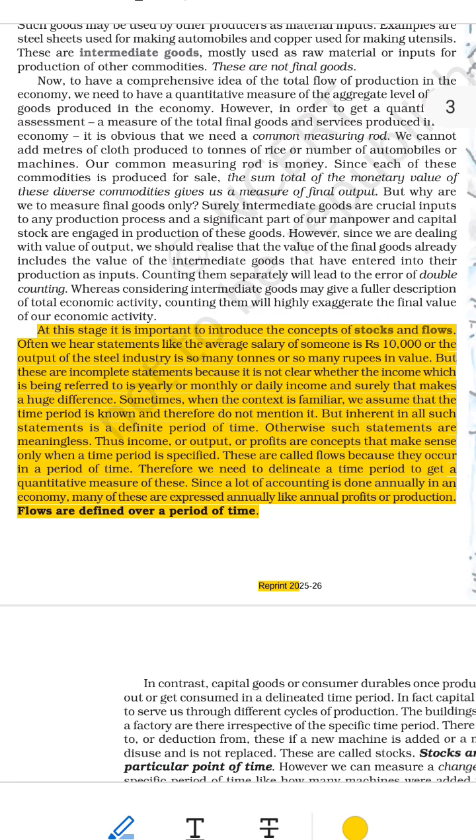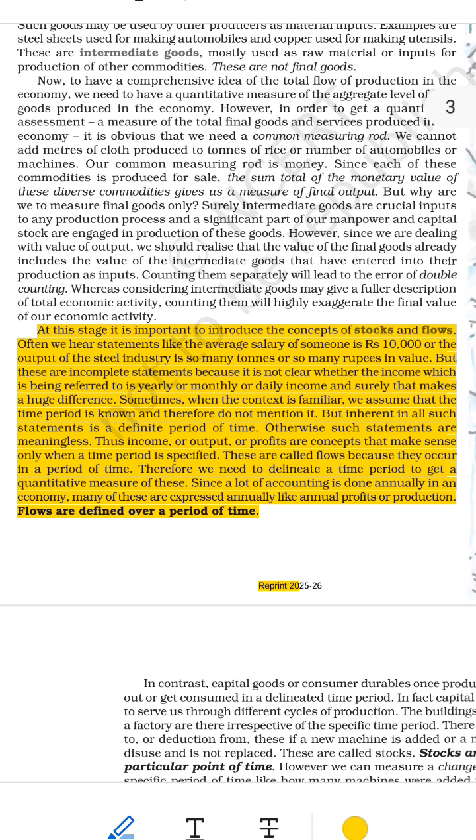But these are incomplete statements because it is not clear whether the income which is being referred to is yearly or monthly or daily income. We must always mention the time period. There's 10,000 per what? Per day? Per year? Without time, the sentence is meaningless. Sometimes, when the context is familiar, we assume that the time period is known and therefore do not mention it. If everyone knows it's a monthly salary, we don't say it. But technically, we should always say the time period.